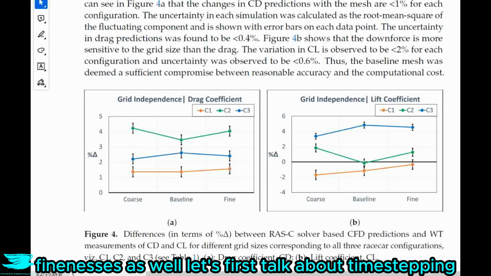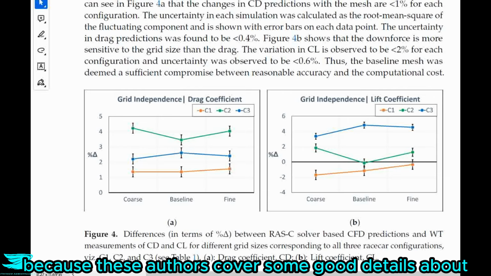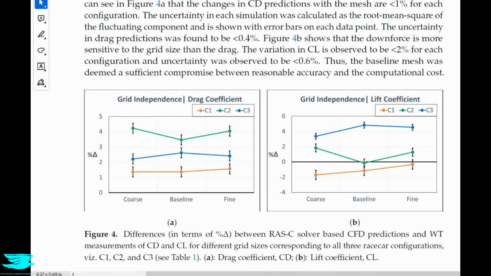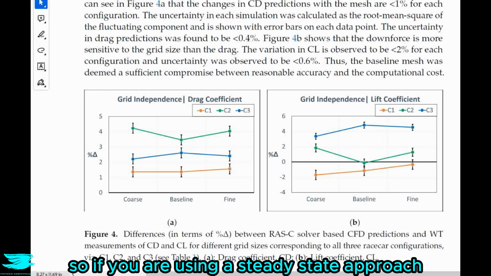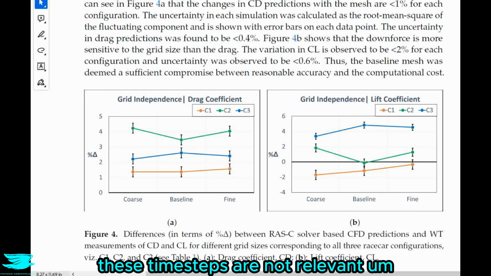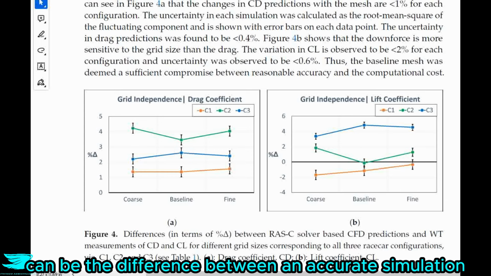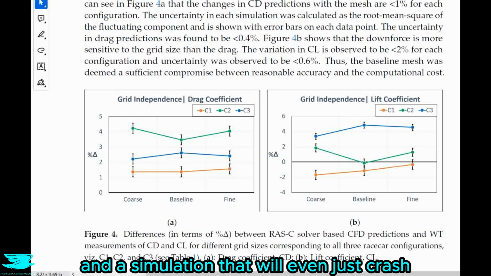Let's first talk about time stepping because these authors cover some good details about how to select the time step for your simulation. So if you are using a steady state approach, these time steps are not relevant because it's steady state, there's no time really. But if you're using unsteady CFD, then time steps can be the difference between an accurate simulation and a simulation that would even just crash.